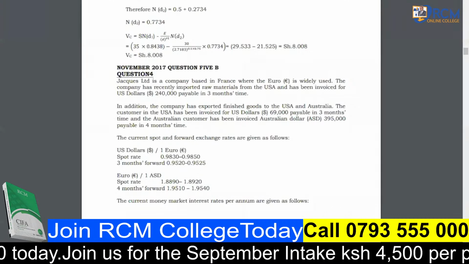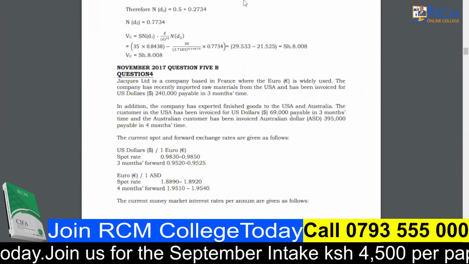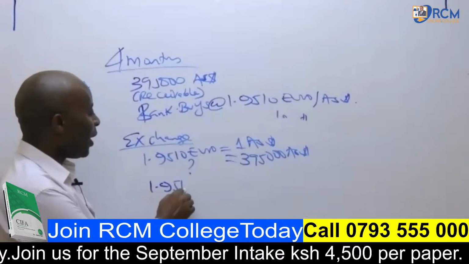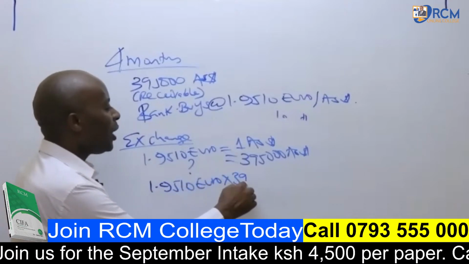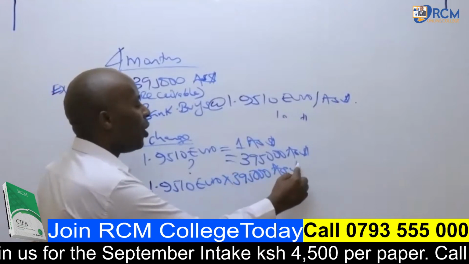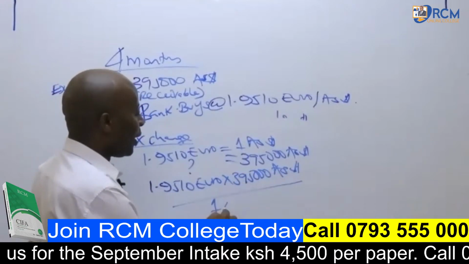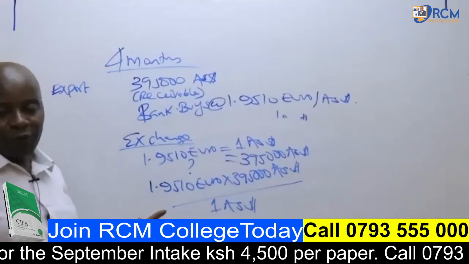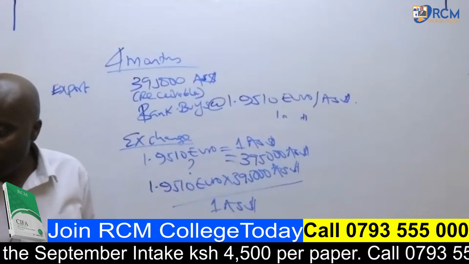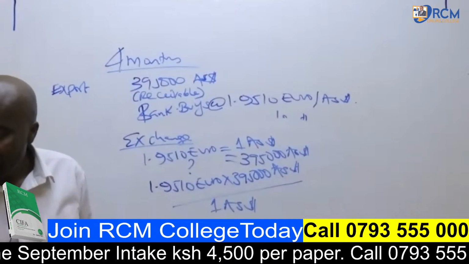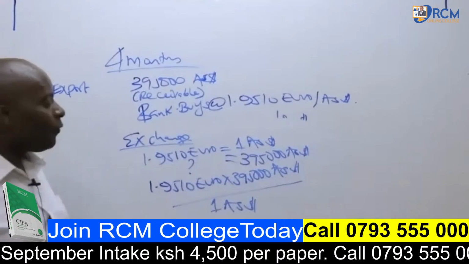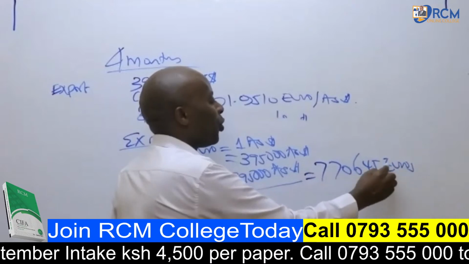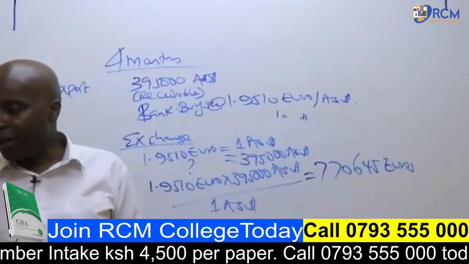When I cross multiply here, my great students, what am I going to get at the end of the day? If you look at this keenly, it'll be 1.95 euro times 395,000 Australian dollars divided by 1 Australian dollar. So the Australian dollar will cancel out. At the end of the day, I'll be having a value in form of what here? Euros. Somebody tells us it is 770,645 euros.